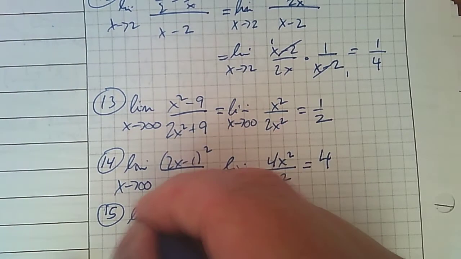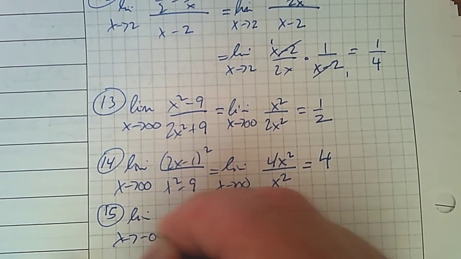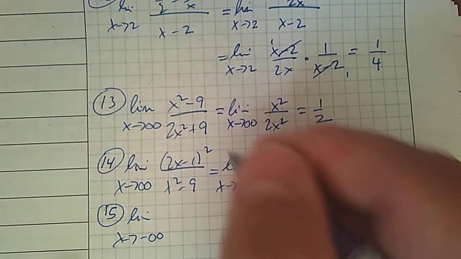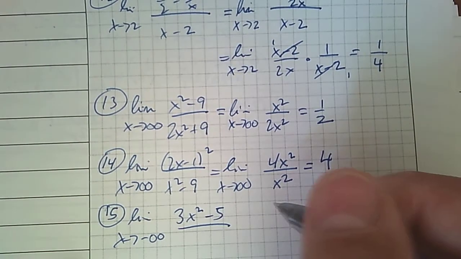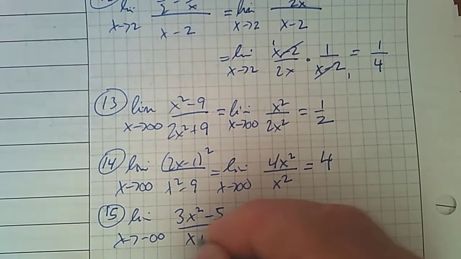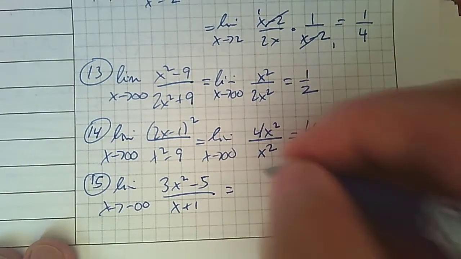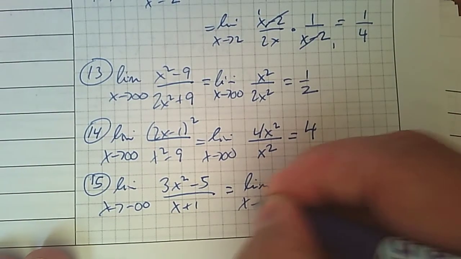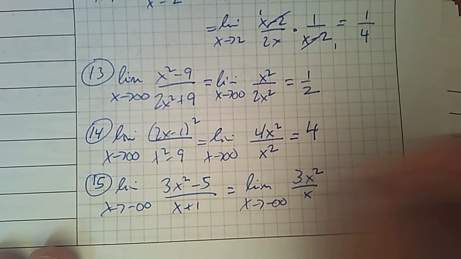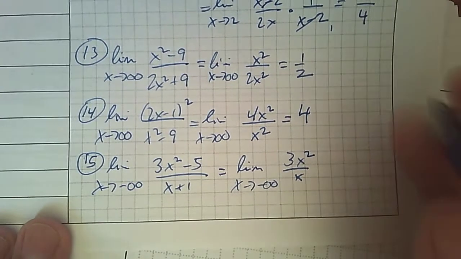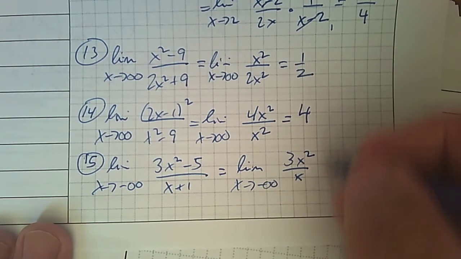15. Again, an end behavior question. Notice now negative infinity. So this now is the left end I'm looking at. So 3x squared minus 5 over x plus 1. Power over power. So the limit as x approaches negative infinity, the power term on top, the power term on the bottom. I want you to notice that the top is more powerful.